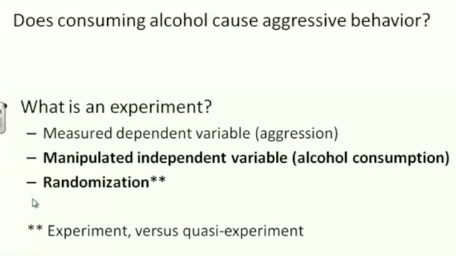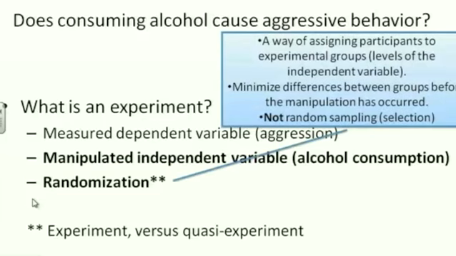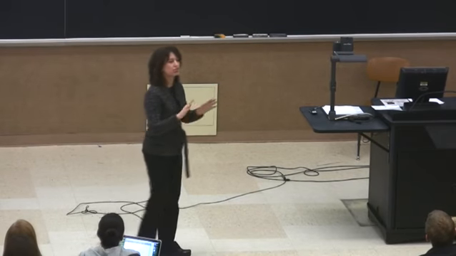The second defining characteristic of an experiment, of a true randomized experimental design, a true randomized experiment, is that there's randomization. Okay, what do we mean by randomization? We're referring to a way of assigning participants to different conditions or different experimental groups, a way of putting participants at different levels of the independent variable. Alcohol consumption, no alcohol consumption. It's determined completely randomly whether a person ends up in one group or the other group. It's completely by chance.